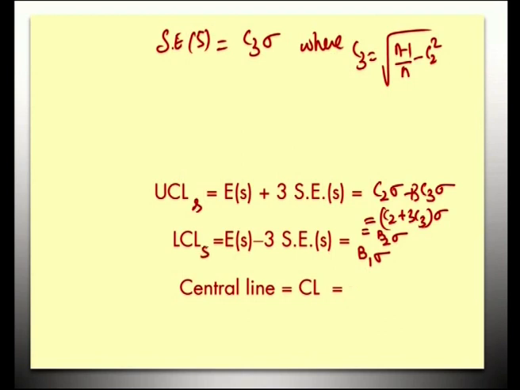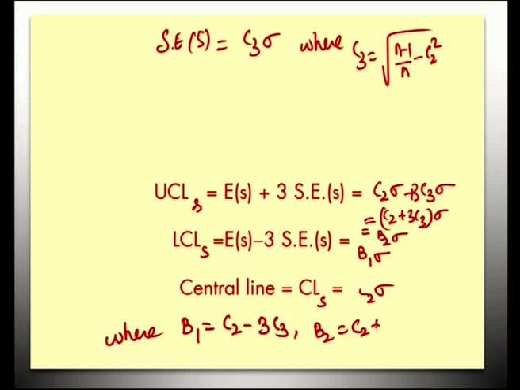Before that, let me finish. LCL is E of S minus 3 times SE of S, standard error of S, and control line for S is C2 sigma. Now, what is B1? B1 is C2 minus 3 times C3, and B2 is this part, C2 plus 3 times C3.